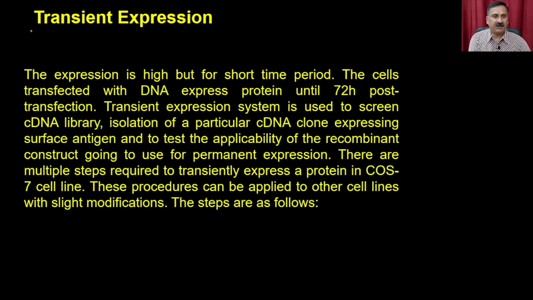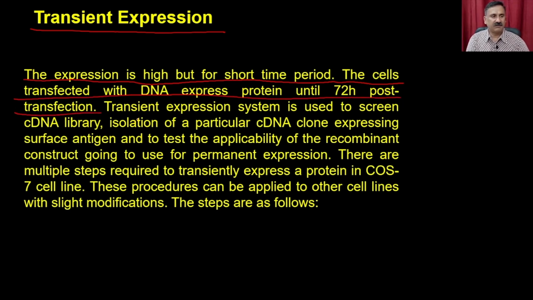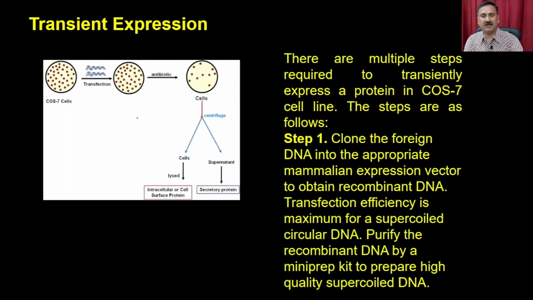So in the transient expression system, the expression is very high, but for a short period of time. The cells transfected with the DNA express protein until 72 hours post-transfection. So how are you going to do the transient transfections? There are multiple steps required to transiently express a protein in the COS7 cell line. I have taken COS7 cells as an example. The steps are as follows.